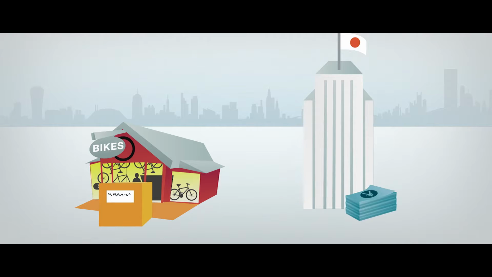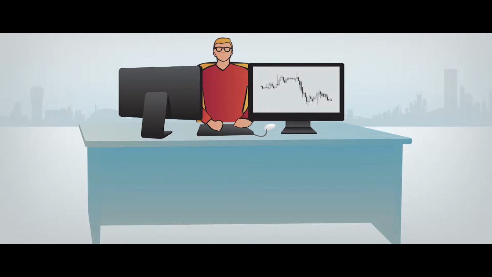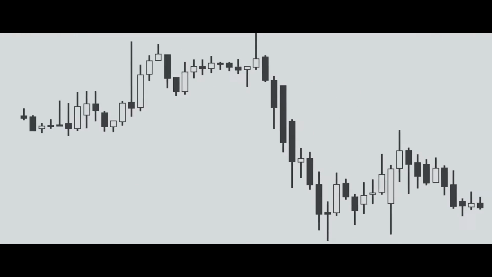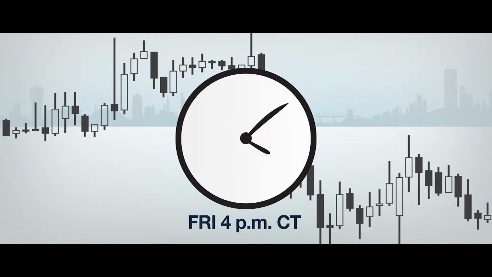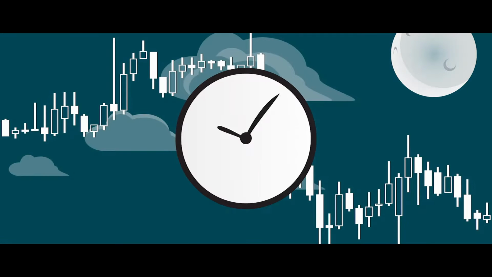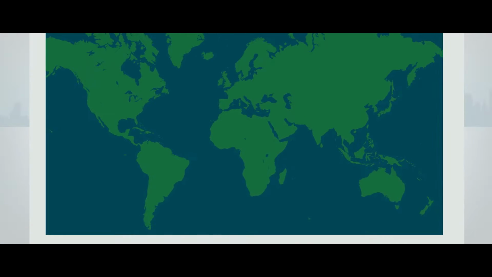And investors use the forex market to speculate on changes in currency prices. Currency prices change almost constantly during the week because the forex market is open continuously from Sunday at 4 p.m. until Friday at 4 p.m. Central Time. A trading day starts at 4 p.m. and ends at 4 p.m. Central Time the following day. The market has to be open around the clock because of the global nature of the economy.